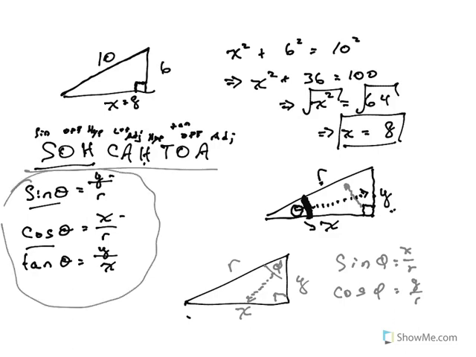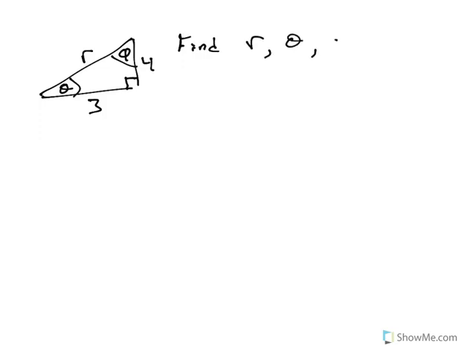Now, why is that important? Well, it could be that you need to know what value this theta is. So let's take an example. Let's say I have this problem here. Let's say this is 3, this is 4, this is phi, this is theta, this is r, and this is my 90-degree angle. The question is, find r, theta, and phi.